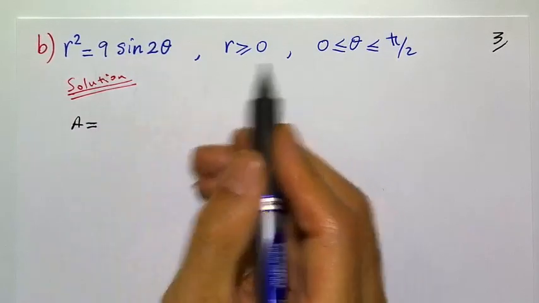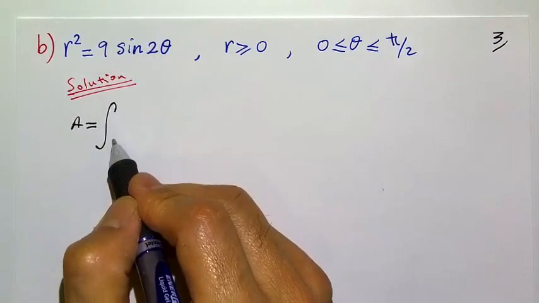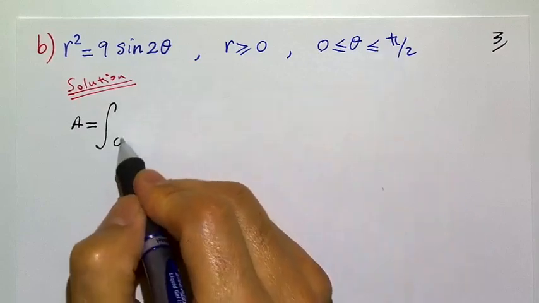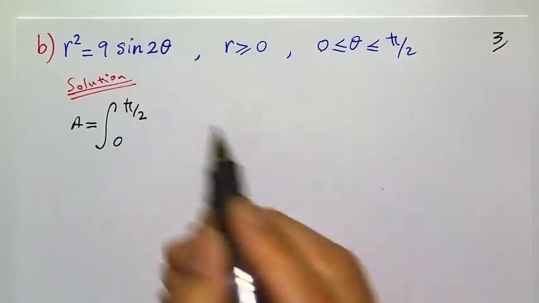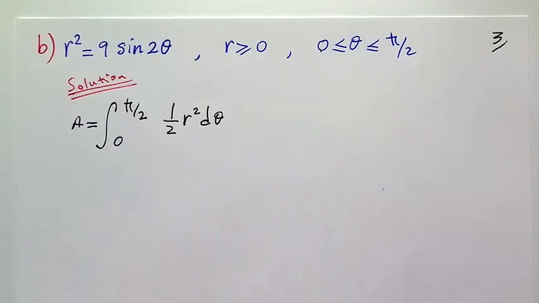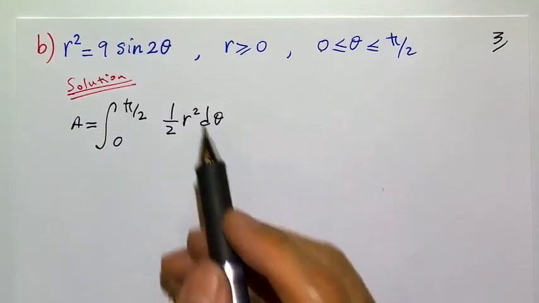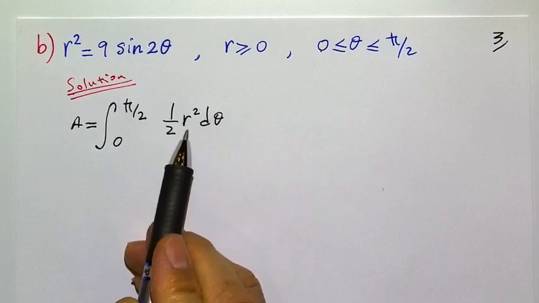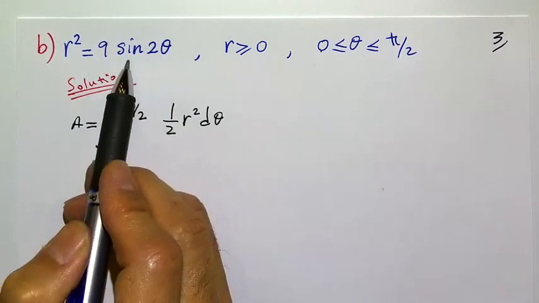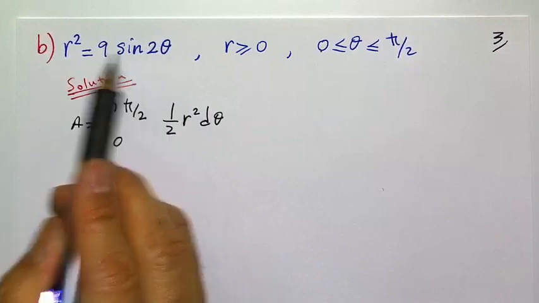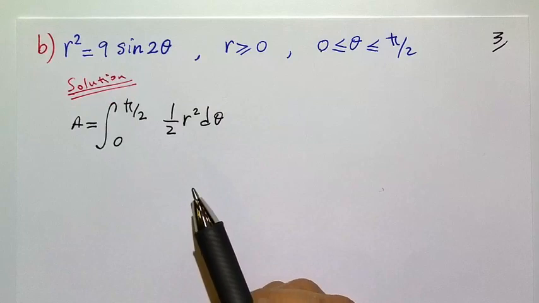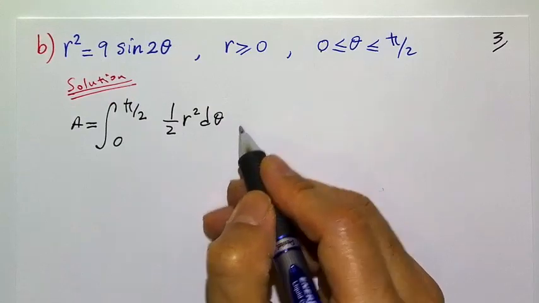Okay, so the area given this polar equation is equal to the integral with limits 0 to pi over 2 of 1/2 r squared d theta, right? That's the fundamental formula. Notice that in this case, we don't have to square this side because the right-hand side is already equal to r squared, so we can just plug this into the integrand as it is.